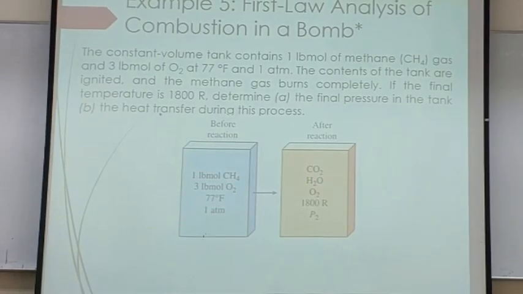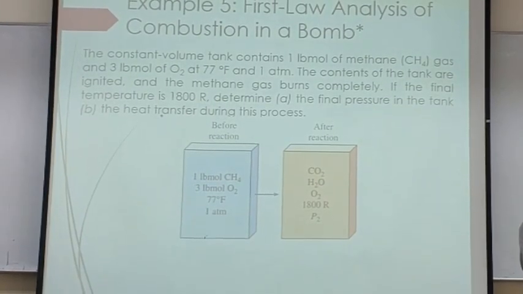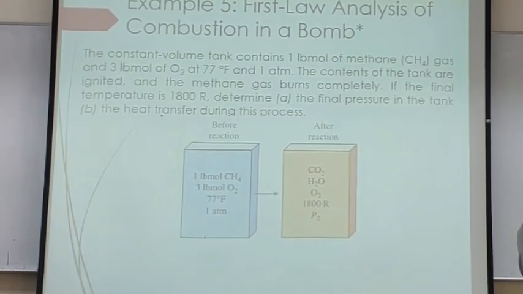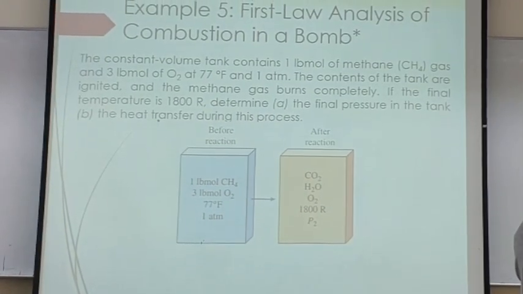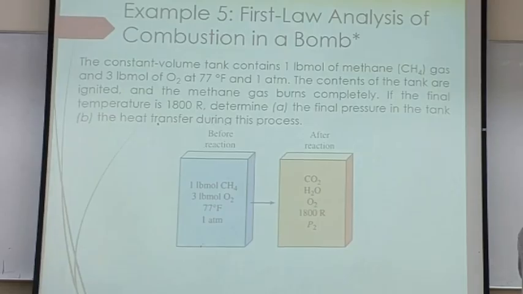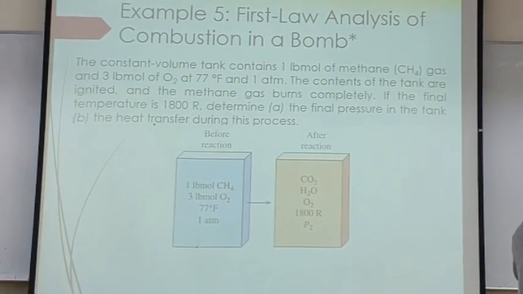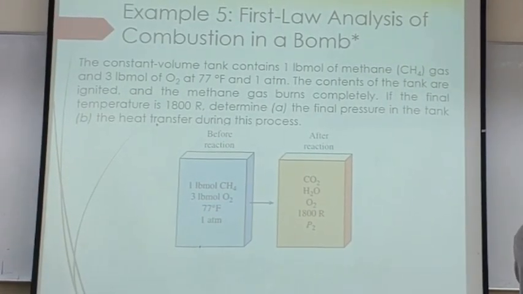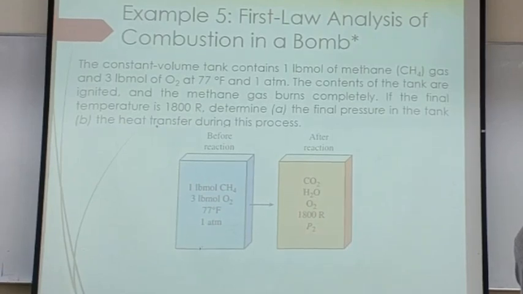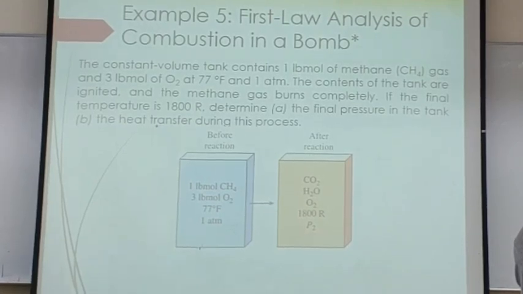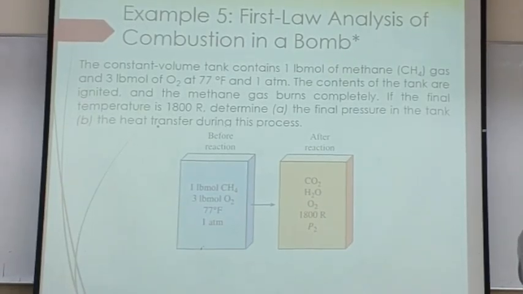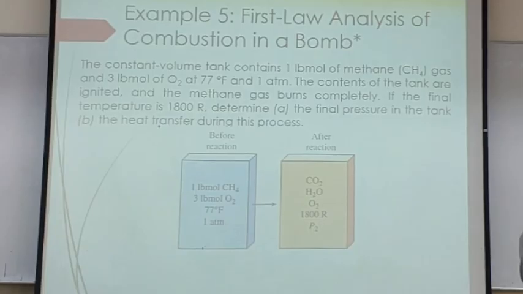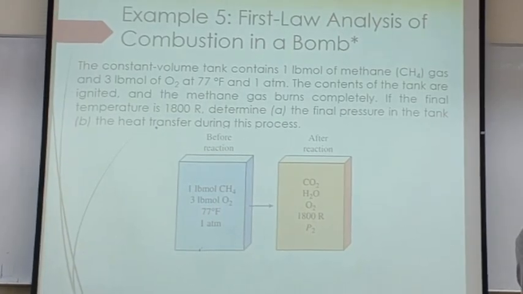Alright, so the constant volume tank contains, think of it as just 1 mole of methane gas and 3 moles of oxygen at 77 degrees F and 1 atm. The contents of the tank are ignited and the methane gas burns completely. If the final temperature is 1800 R, determine the final pressure in the tank and the heat transfer during this process. So before and after, this is actually still a standard combustion. But when you are facing closed system combustion like this, something is slightly different.